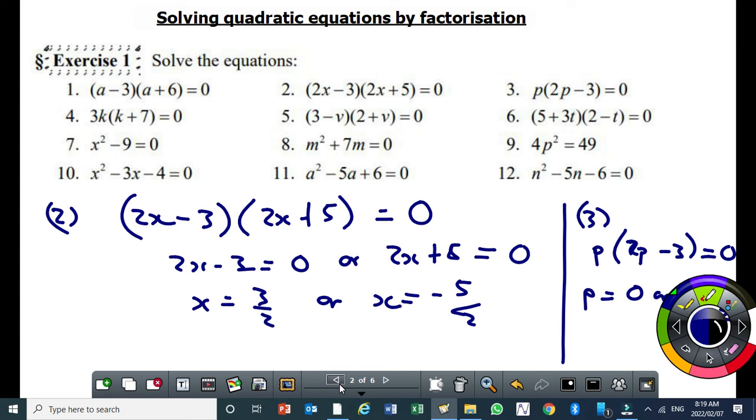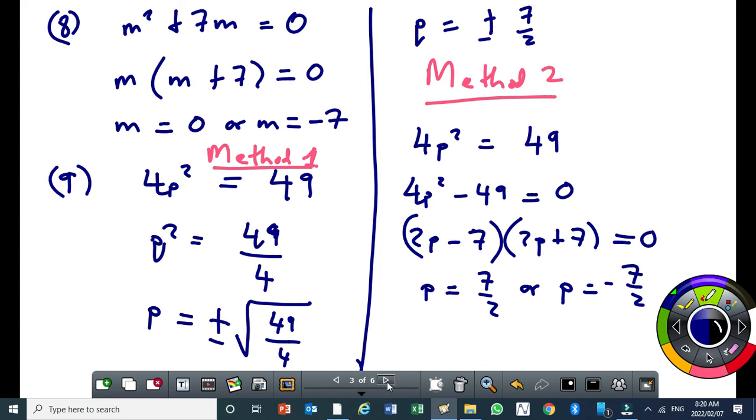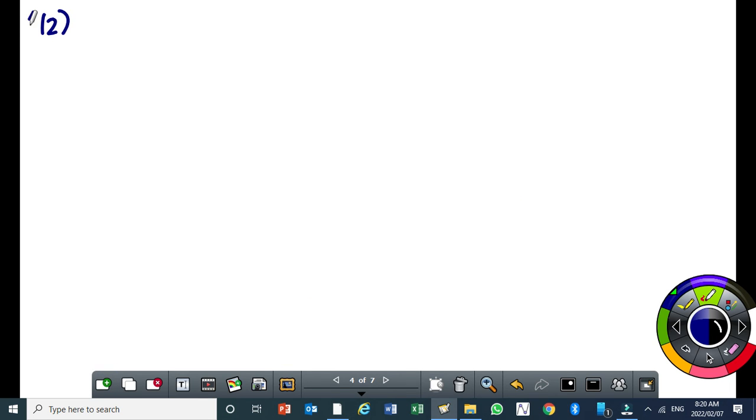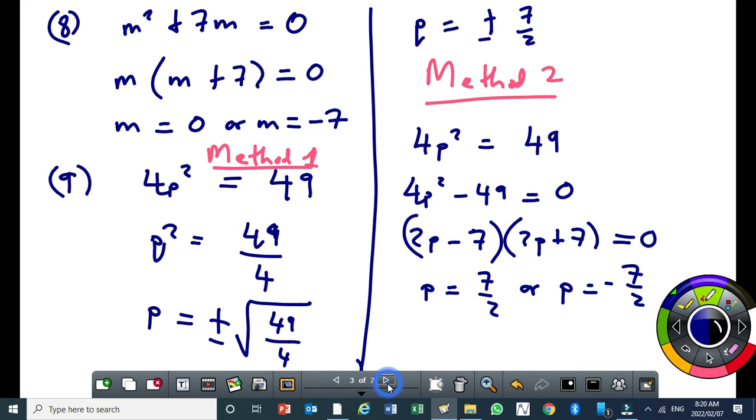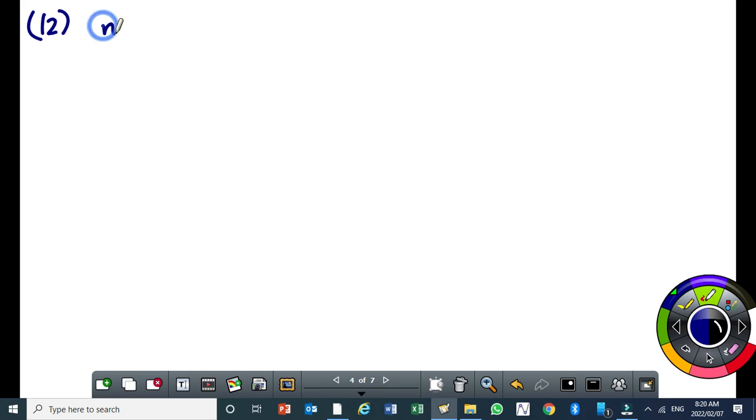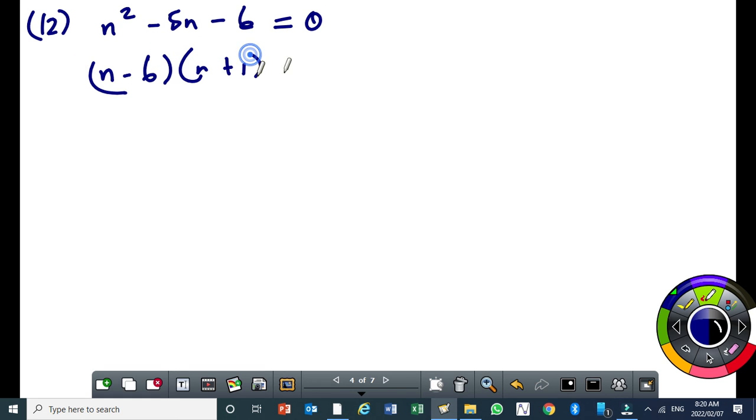Right, then you can have trinomials, like say number 12. This one here is a very easy one. n squared minus 5n minus 6. This is very straightforward. That's n minus 3. Check. Rather, it's n minus 6 times n plus 1. So you get n equal to 6, or n equal to minus 1.